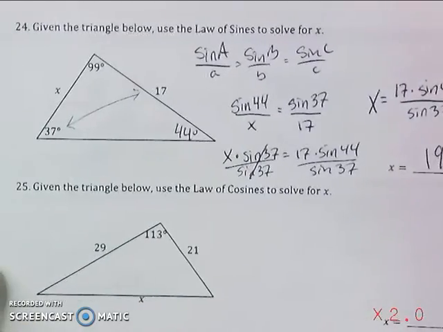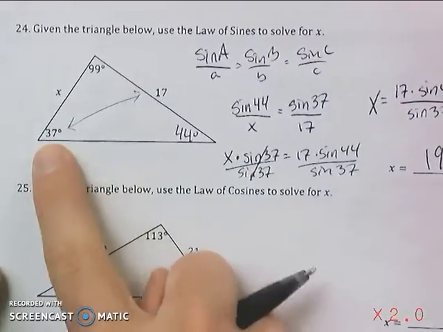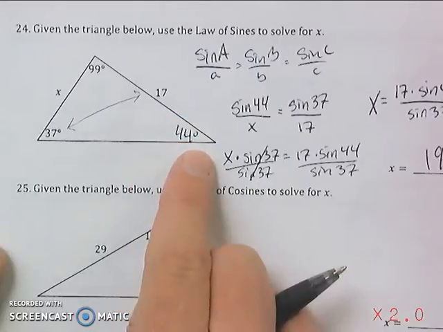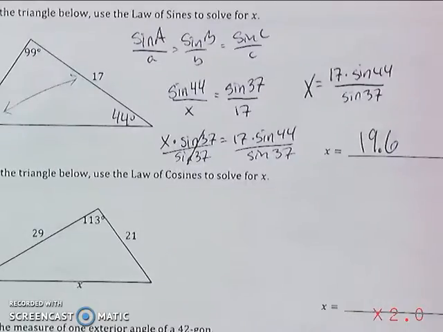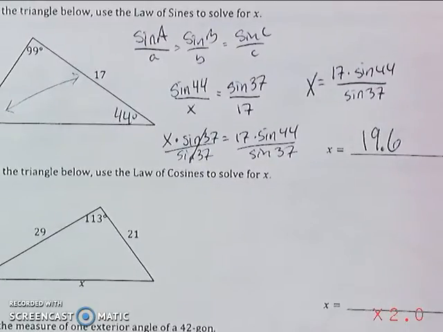And this seems to make sense. 37 degrees here is opposite 17. 44 is bigger, and it's opposite 19, so that makes some decent sense there. Okay. All right, next, 25.